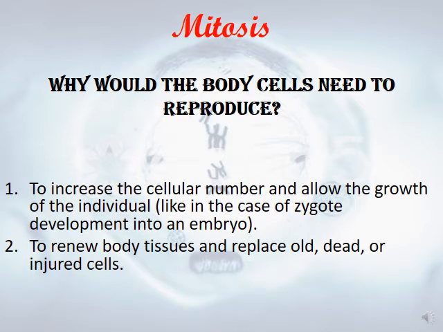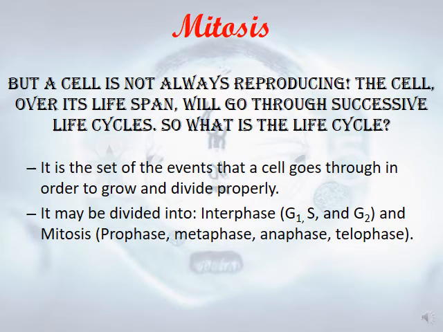Why would the body cells need to reproduce? First, they need to increase the cellular number and to allow the growth of the individual. For example, the case of the zygote developing into an embryo. Second, to renew the body tissues and replace the old, dead or injured cells by new cells.